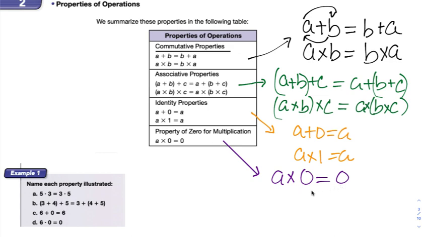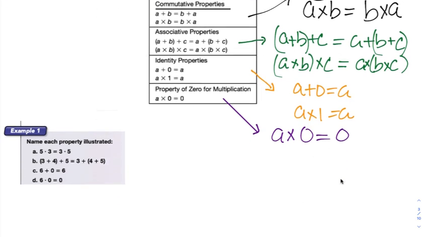So if I had 5 times 0, I get 0. 2 times 0, still 0. Negative 375 billion times 0, I'm going to get 0. So A times 0 is always 0. Let's look at some of these examples.